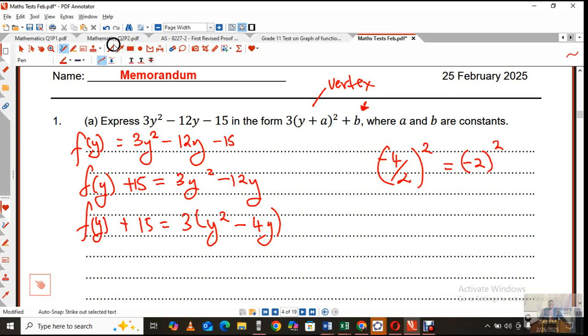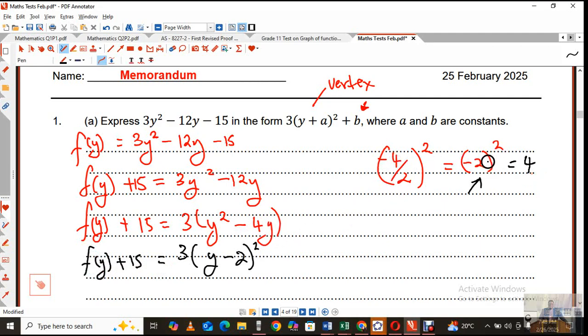So before I square, this is very important that you take note of this. This minus 2 is going to be what I'm going to put here, y minus 2 all squared. And I'll explain a little bit what I mean by that. Now, anything that you square, whether it's negative, it's always going to be a positive. So if I was to take this y minus 2 all squared and multiply this out, it's going to give you y squared minus 4y plus 4. That's what you're going to get.